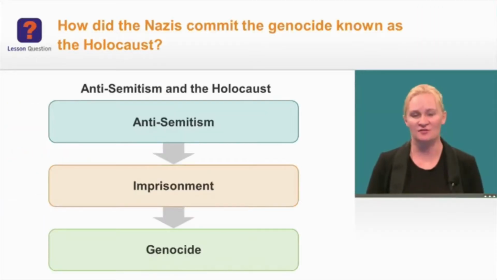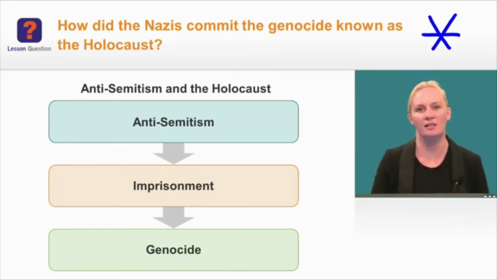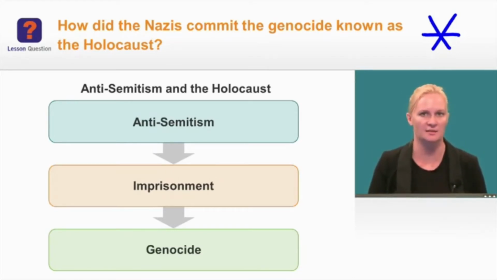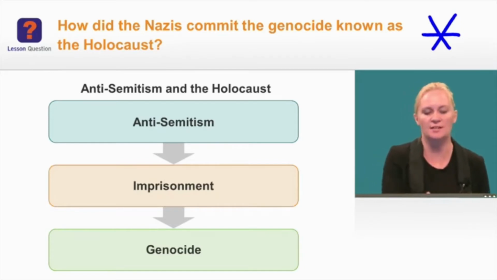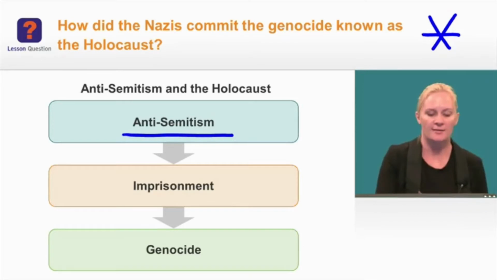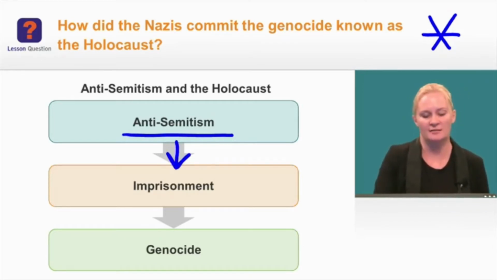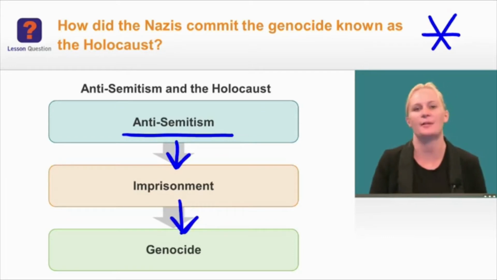Our lesson question for this lesson is, how did the Nazis commit the genocide known as the Holocaust? In this lesson, to answer this question, we're going to take a look at how anti-Semitism related to the event known as the Holocaust. To do that, first we're going to look at anti-Semitism and see what it really was. And then we're going to look at the imprisonment of the Jewish people, and then eventually take a look at the Nazis' plan for genocide.